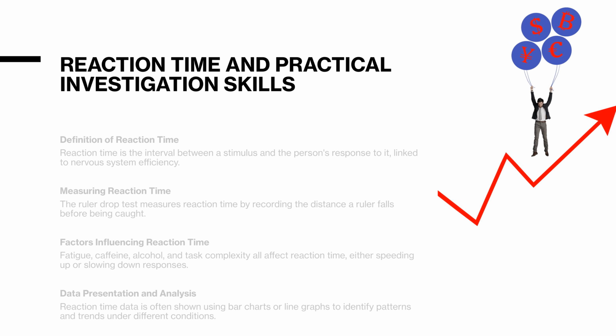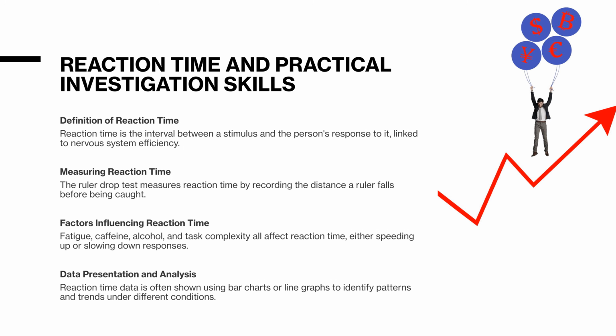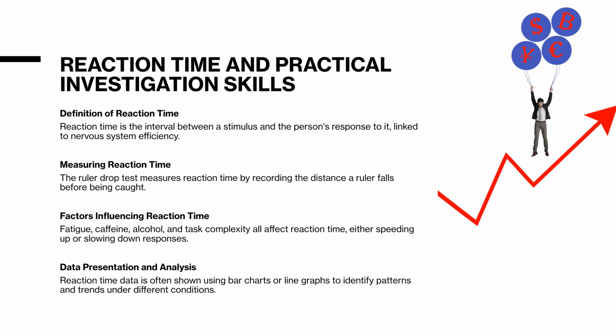Investigating human reaction time is a standard practical skill used to study the nervous system's role in homeostasis, focusing on variables, precision, and data collection. The core elements of this practical involve the ruler drop test, variable control, and data analysis.